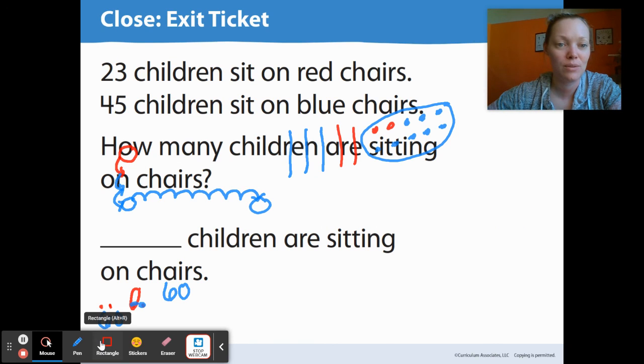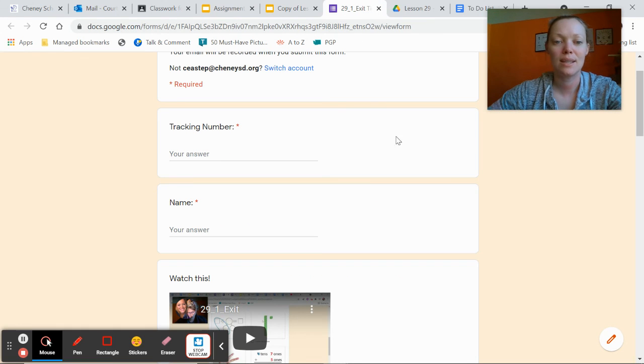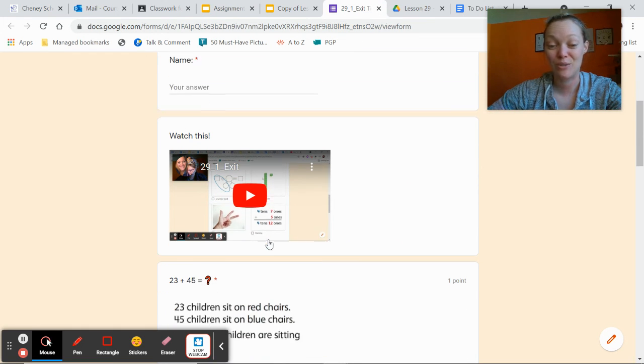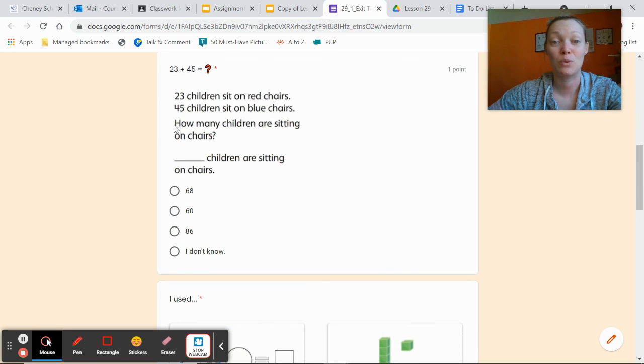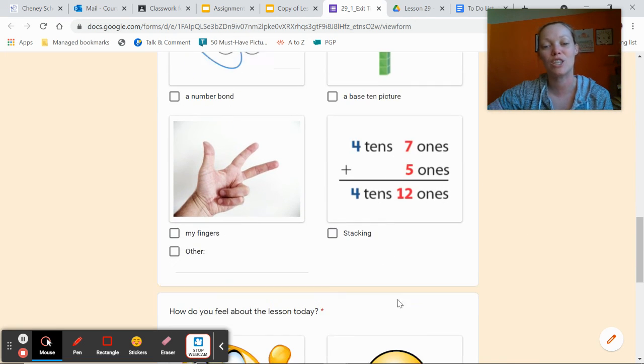And you have an exit ticket that looks like this: number, name, watch the video for the directions. Here's the problem. In that video, I will read you the problem. And you are solving 23 plus 45. So you're solving two-digit numbers, and you can use whatever strategy works for you. A picture, 120 chart like we just talked about, whatever works for you so that you can try to find the answer to this, but make sure you're grouping your 1s together and you're grouping your 10s together so it's easier to count. Then tell me what strategy you used.